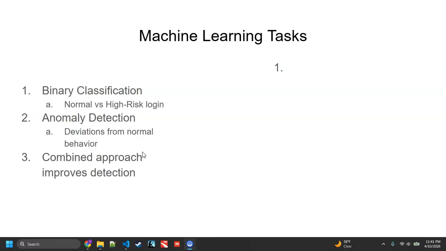Now, as for machine learning tasks, we're going to break this problem down into two separate tasks. The first is binary classification, where we label each login as normal or high risk. The other is anomaly detection, where we identify behavior that deviates from a user's normal pattern. Using both approaches together improves detection coverage, especially for unknown threats.